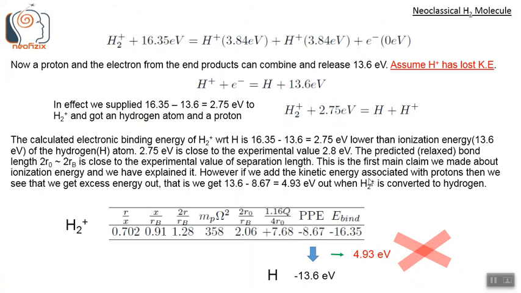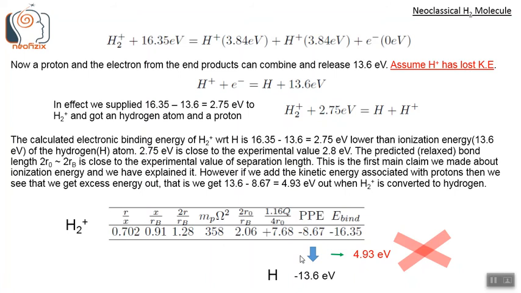However, if we add the kinetic energy associated with protons, that is these 3.84 electron volts we had ignored, if we take that into consideration, then we see that we get an excess energy out of this system. That is, we get 13.6 minus 8.67, that is 4.93 electron volts out when the hydrogen molecular ion H2 plus is converted to hydrogen.